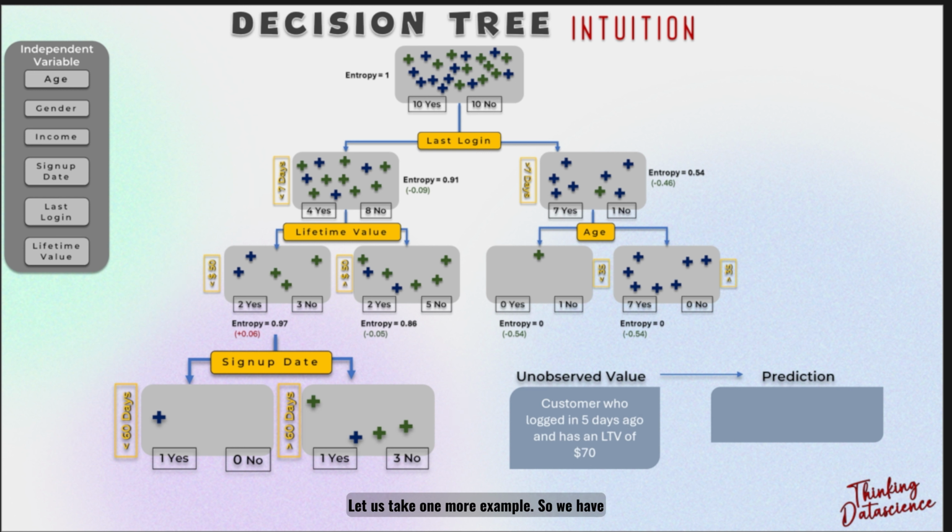Let us take one more example. We have a subscriber who logged in 5 days ago with an LTV of $70. You can follow the path down to the leaf node. Logged in 5 days ago, so right side, and LTV of $70, so the left side. There are 5 no churns and 2 churns, so we'll predict no churn.